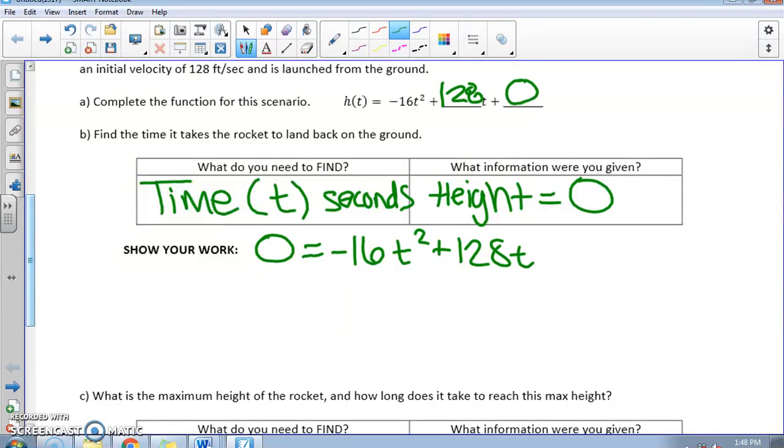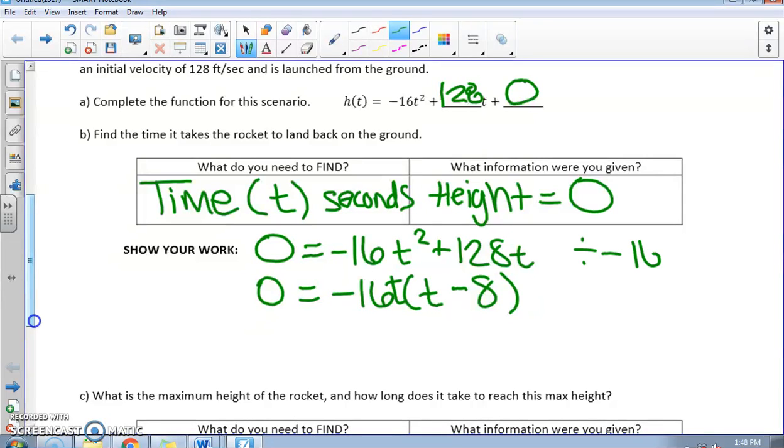So now I can ask myself, what are some ways I can solve my function? This is a factorable problem. You could take out a GCF of negative 16t, and that would leave you with t minus 8 in your parentheses. So again, all I did was divide the entire equation by the GCF because both terms can be divided by 16 and both terms have a t.